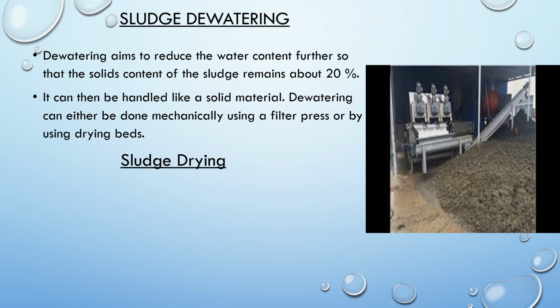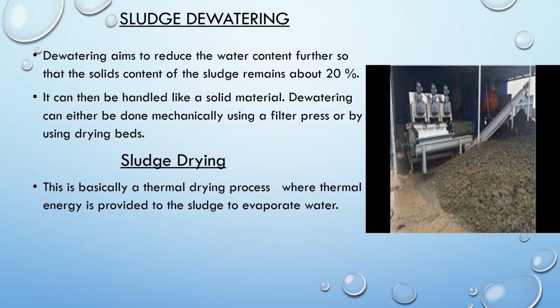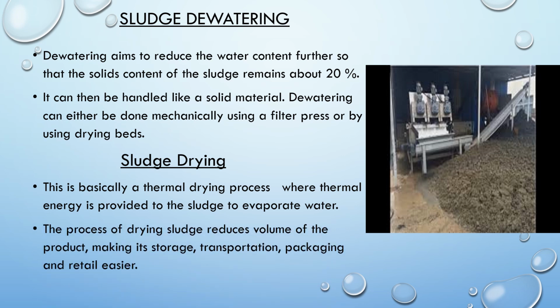Now the sludge drying. As you can see in this picture, the dewatered and dried sludge is now easy to handle. Sludge drying is actually a thermal drying process where thermal energy is provided to the sludge to evaporate water. The process of drying sludge reduces the volume of the product, making its storage, transportation, packing, and retail easier. There, the solid content remains about 90%.